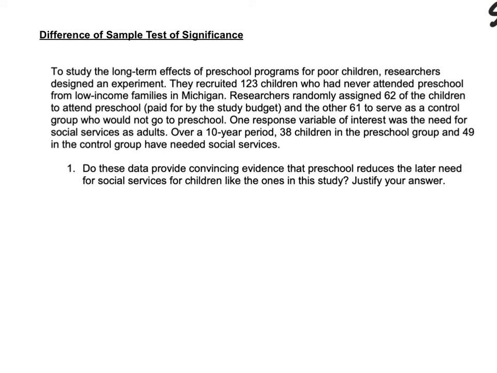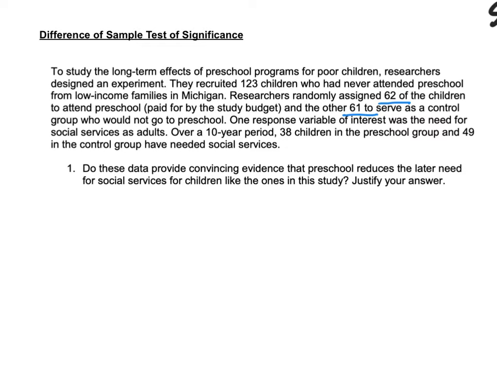Difference of sample, test of significance. Study long-term effects, preschool programs, poor children, research, design, and experiment. They recruited 123 children who had never attended preschool for low-income families in Michigan. Research randomly assigned 62 of the children to attend preschool and the other 61 to serve as a control group. Check that out. 62 and 61. They have 2 distinct groups, group 1 and group 2, preschool and a control group, no preschool. One response variable of interest was the need for social services as an adult. Over the 10-year period, 38 children in the preschool group and 49 in the control group have needed social services.